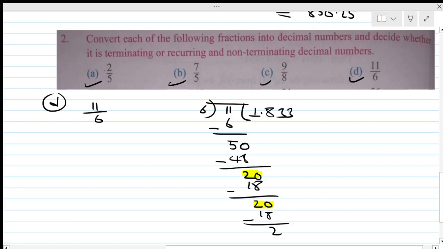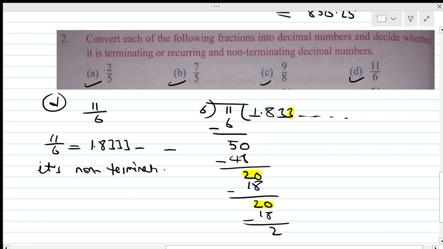This digit 3 above is going to repeat. And what digit is getting repeated? So the thing is how we write this. So 11 by 6 we got here 1.833, like that. So it's repeating, and non-terminating decimal. So you first say it's non-terminating and repeating decimal.